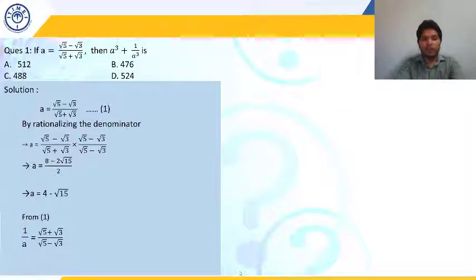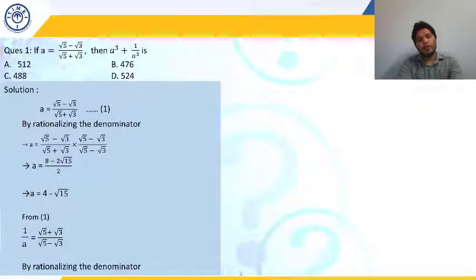which is root 5 plus root 3 upon root 5 minus root 3. This is going to be the value of 1 by a. Now again, we are going to rationalize this 1 by a to get it free of the root in the denominator. So we will multiply numerator and denominator both by root 5 plus root 3 to make the denominator free of the root, or to rationalize the denominator.